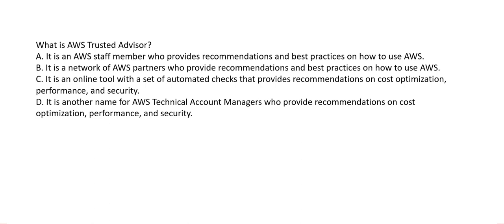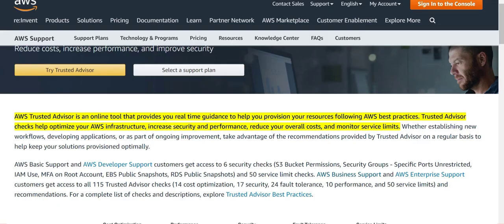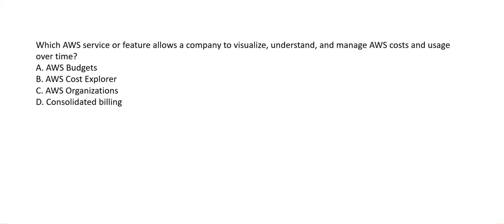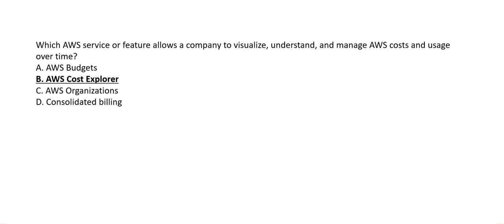What is Trusted Advisor? Option C, it is a tool to provide automated checks. It provides recommendations for cost, performance, and security. This is Trusted Advisor, increase security and performance. Which feature allows you to visualize, understand, and manage AWS cost and usage? This is Cost Explorer. And this is correct. Option B.